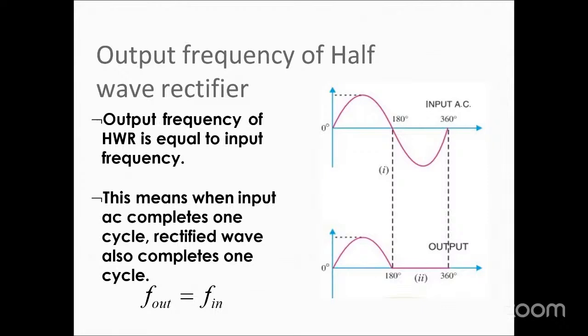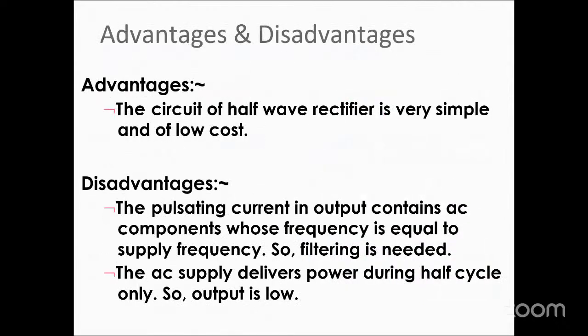So what are the advantages and disadvantages? The half-wave rectifier is very simple and low cost. The disadvantage is that the pulsating output current contains AC components, ripples, whose frequency equals the supply frequency. So filters are needed to remove these AC components. The AC supply delivers power during half cycle only, so the output is low.